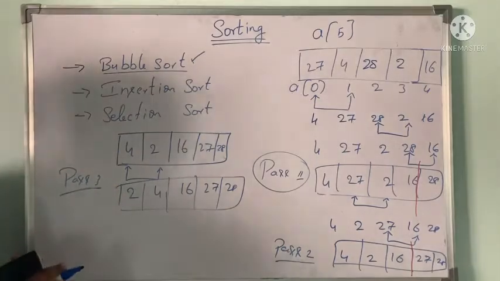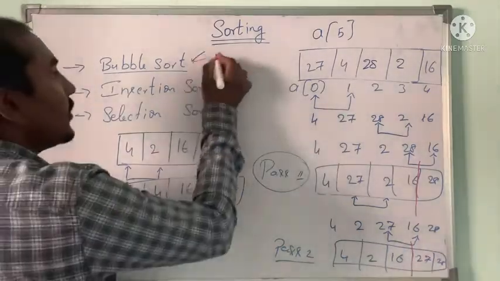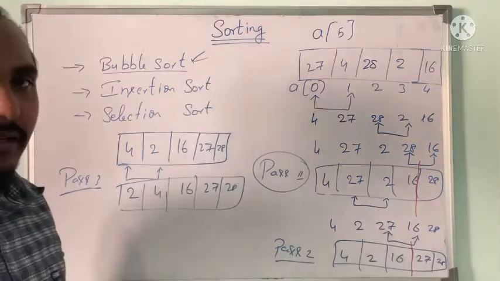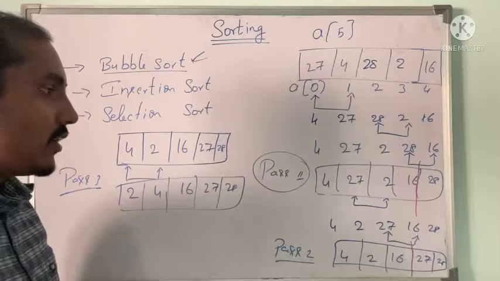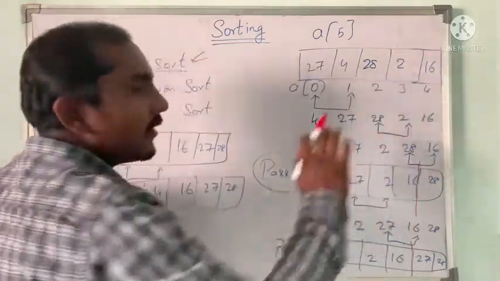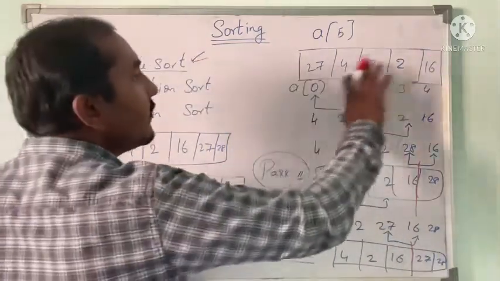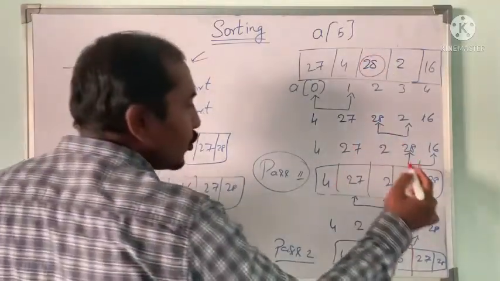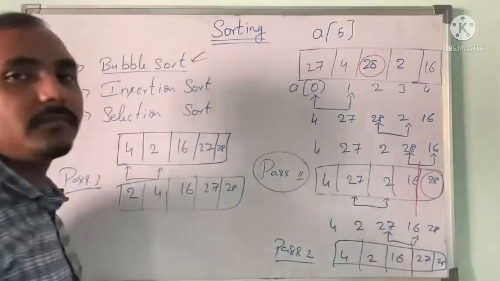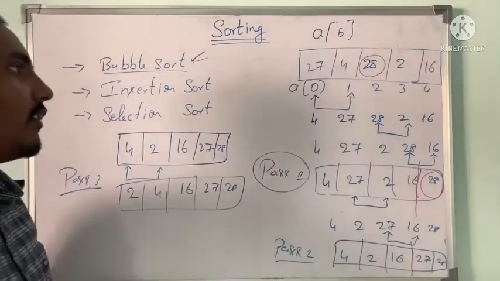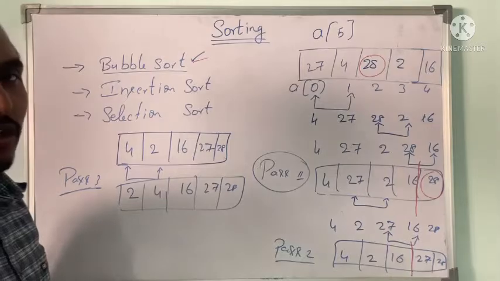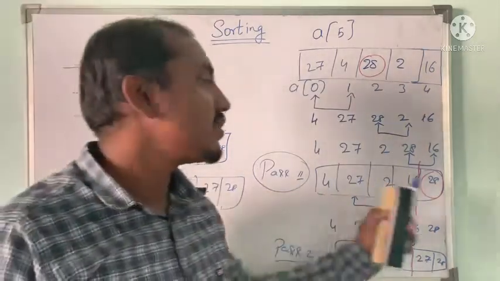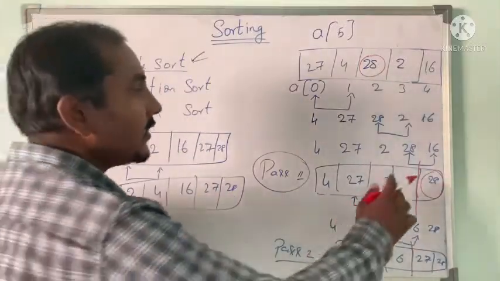Okay. Now the bubble sort main concept is, at each and every pass, once the first pass has completed, the largest element in the array, when we started with this as the input, the largest element was 28. It should reach the last position. Whenever you are using bubble sort, for every pass the largest element will reach the last position. Now it has reached the last position.